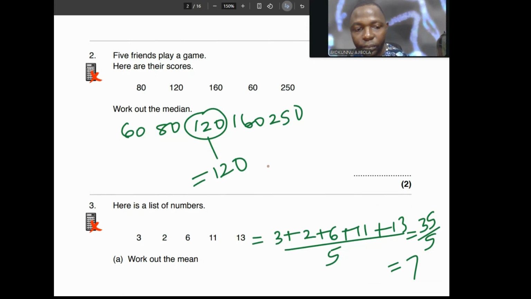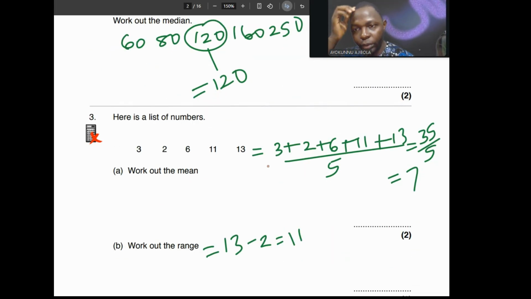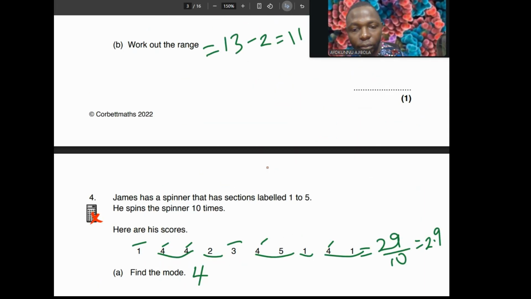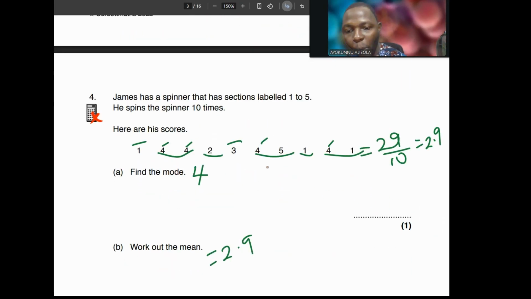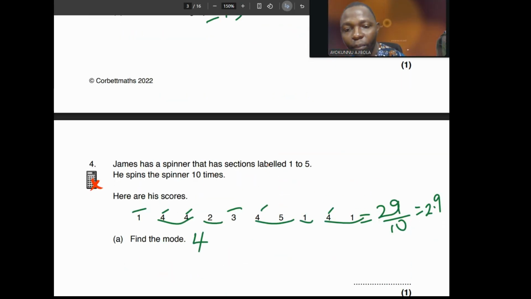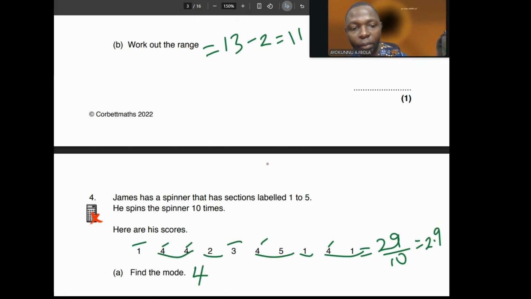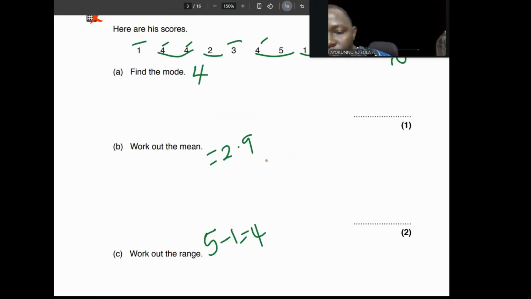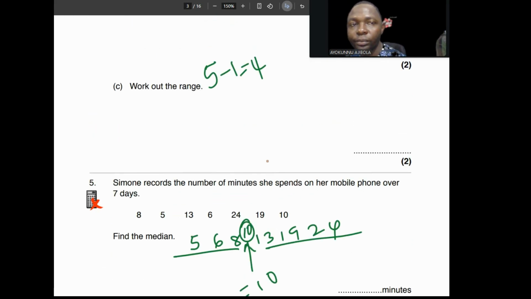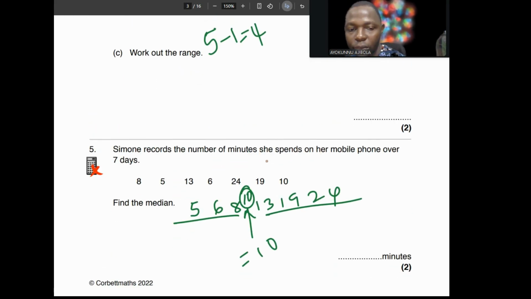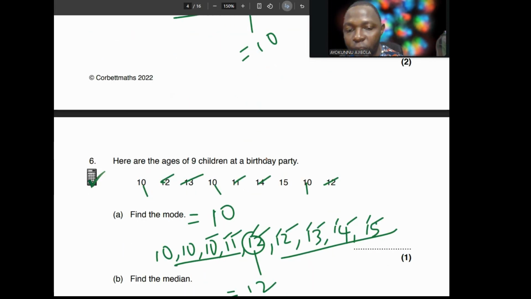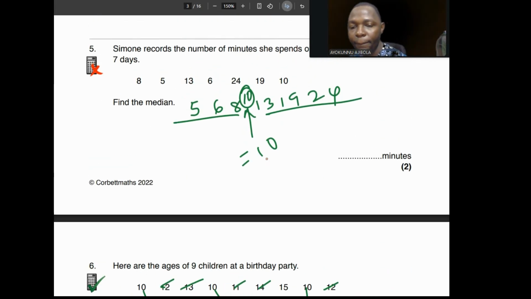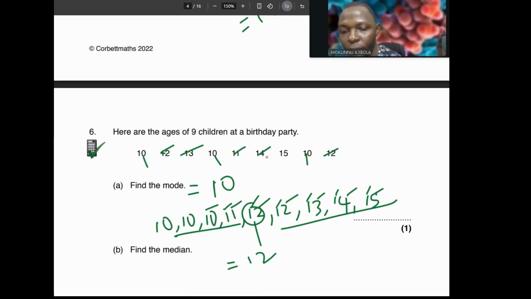So number 3, 7 and 11. That's okay. Number 4, I got 4. 4, right? Yes. And what? 2.9. That's great. So the third part, and range, 4 again. That's also 4. Okay. Number 5, I got 10 minutes. 10 minutes. That's correct. Number 6, I got 10 again. 10 for the mode.